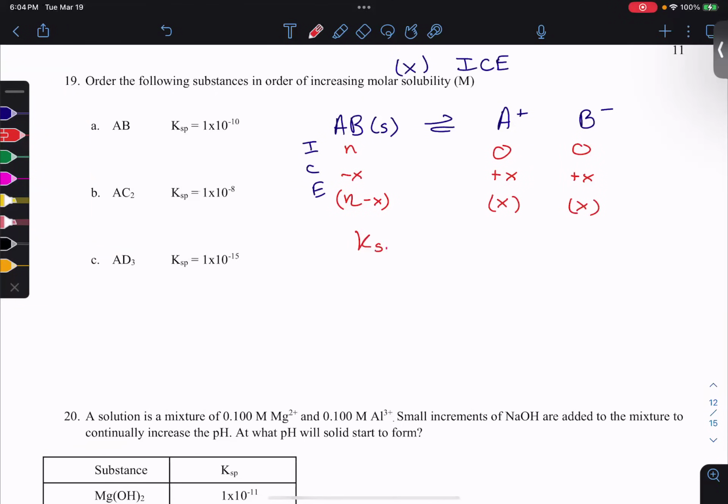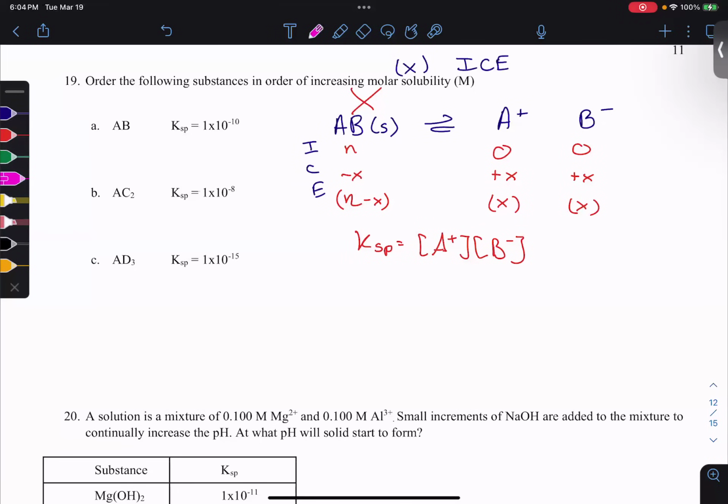What is the Ksp expression for this? Not in terms of x's, use the actual chemical formulas. It is equal to A+ concentration times B- concentration. Is there anything else in this Ksp expression? There is not. This solid does not go into it, right? So that is our Ksp expression.